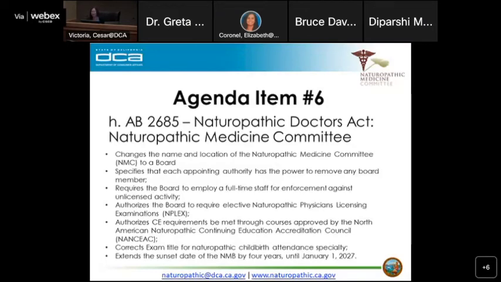Okay, and the last agenda item, last legislation today, would be AB 2685. Currently, we are on a watch stance for this. However, it is recommended by the staff to take a supportive stance on our Sunset Bill, AB 2685. I would like to motion that we take a supportive stance on AB 2685. I second that motion.